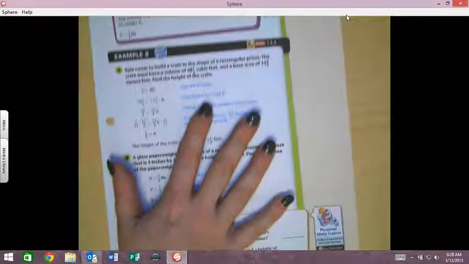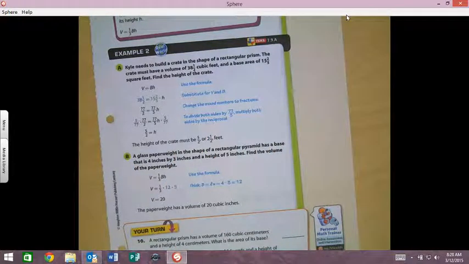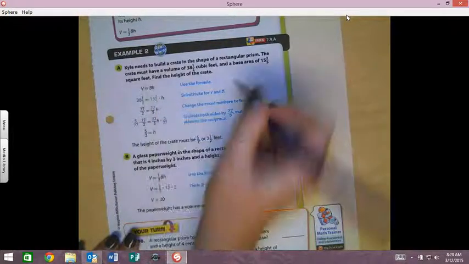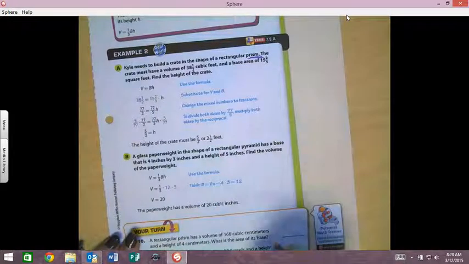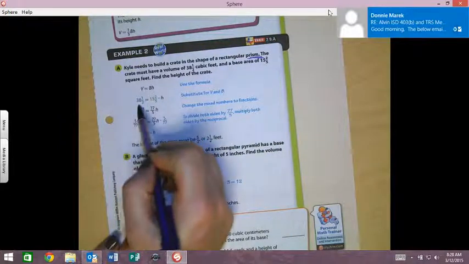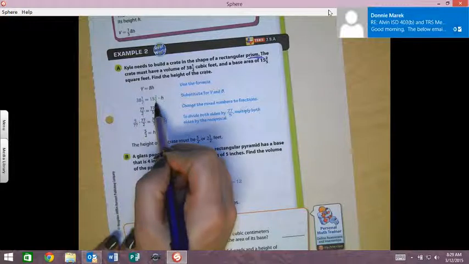In our example, it says Kyle needs to build a crate in the shape of a rectangular prism. The crate must have a volume of 38.5 cubic feet and a base area of 15 2/5 square feet. Find the height of the crate. Alright, so we're going to write our formula. We have a prism, okay, keyword prism. So we're doing volume equals big B times H. So we get 38.5 equals, and we plug in big B as 15 2/5 times H.